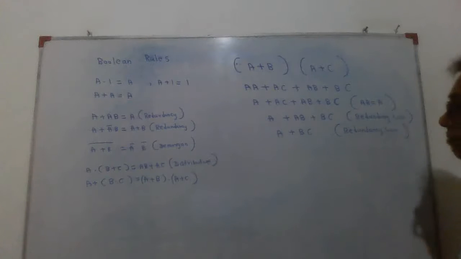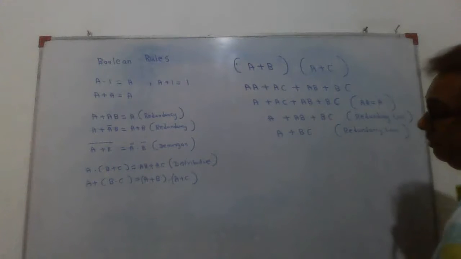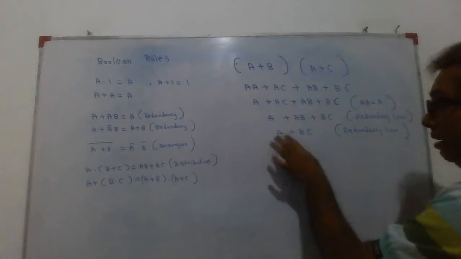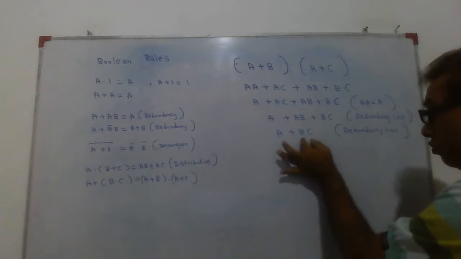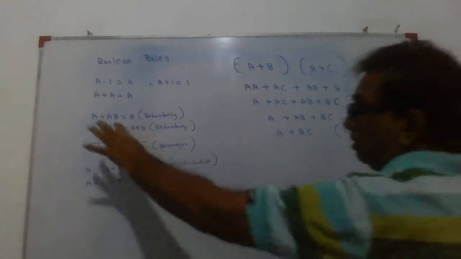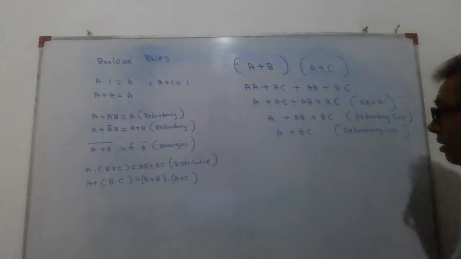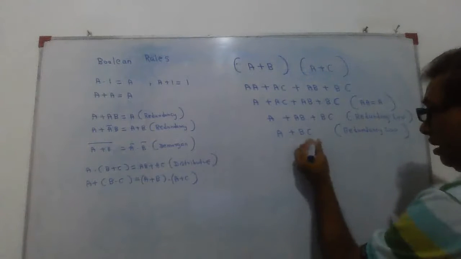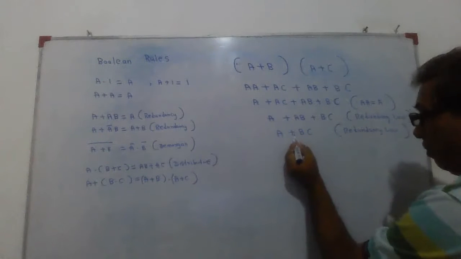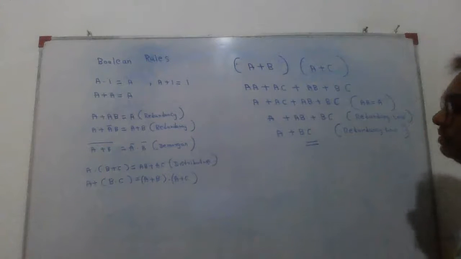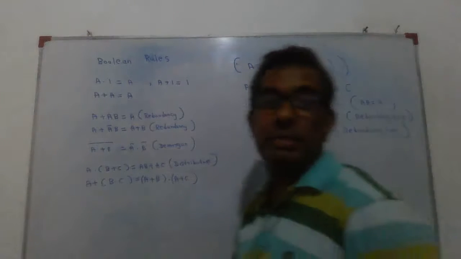Now A or B and C. B and C means two different variables, so that is not the redundancy law. We are unable to reduce it more. So A or B and C is the simplified answer.